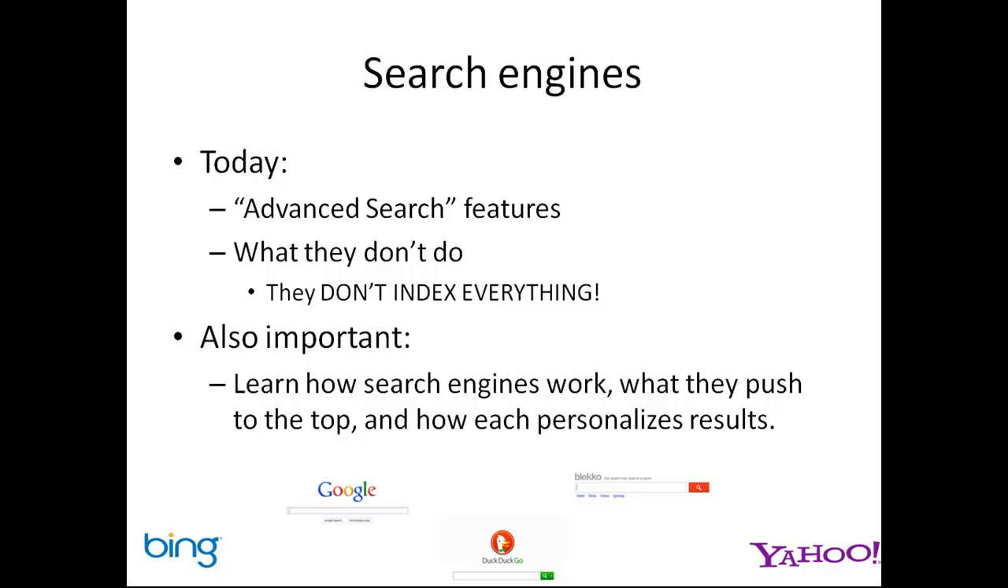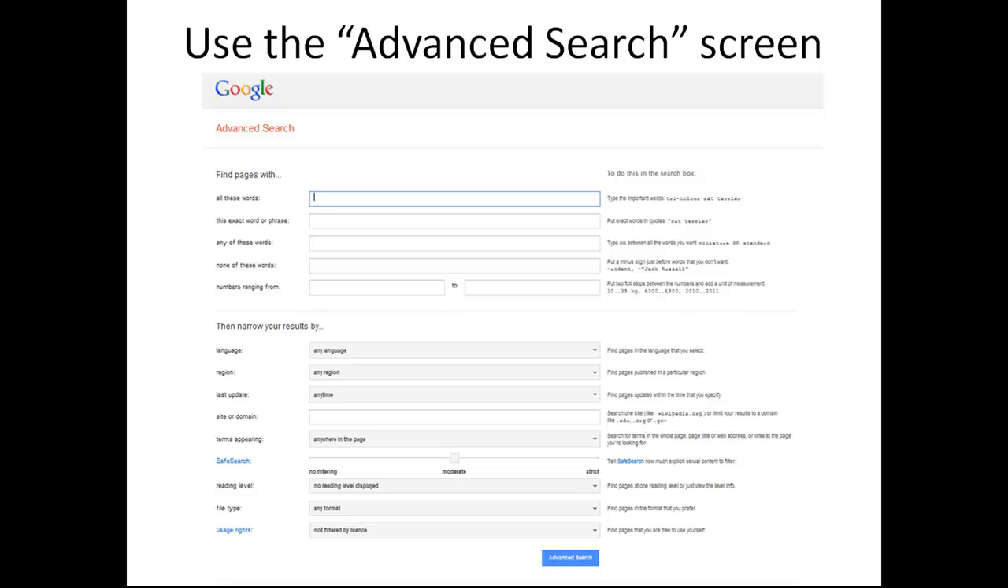Something like DuckDuckGo actually doesn't keep any information on you. So your previous search history in a search engine like DuckDuckGo is not stored and not used. That's too much depth for today, but that's something you should be aware of as you're doing legal research, to make sure that you have the full picture and that you're not accidentally leaking some information to your social networking sites. So first off, the advanced search screen.